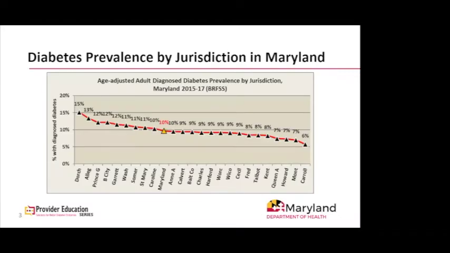When we look at diabetes prevalence in the state, it's clear that there is great variation. Maryland's overall prevalence, and that's in the yellow triangle in the middle, is just over 10%, but some counties have a prevalence of 15%, which you can see to the left, and others have a lower than average prevalence of 7 or 8%, which is seen over on the right.